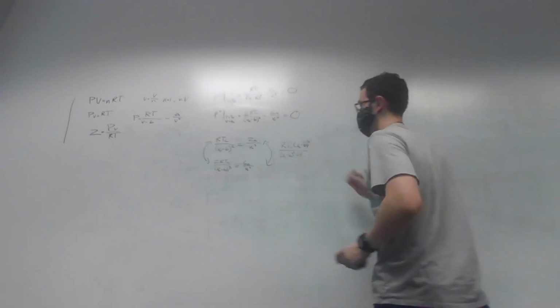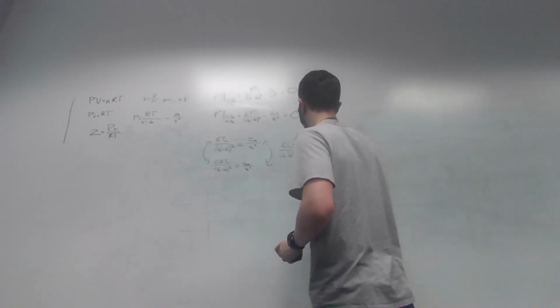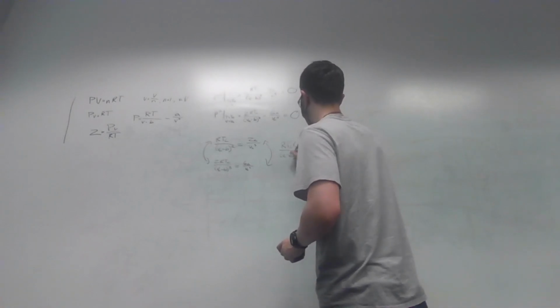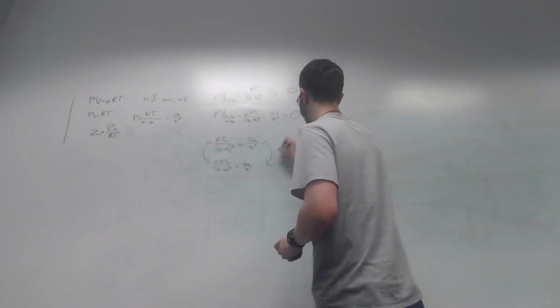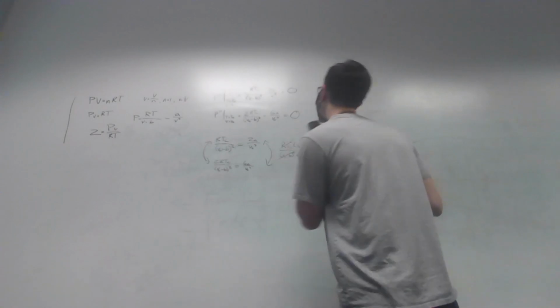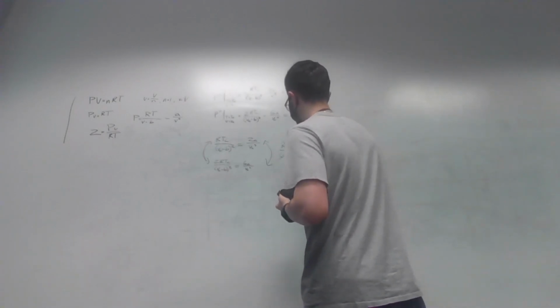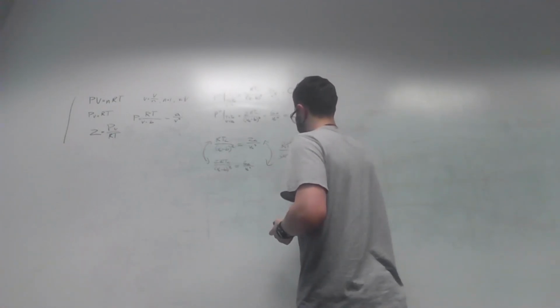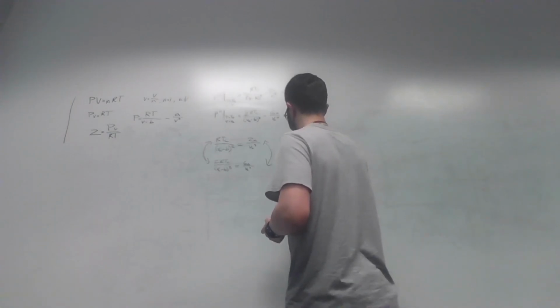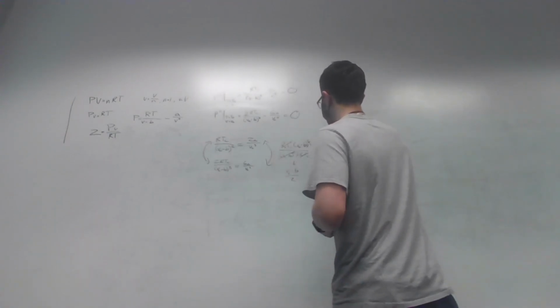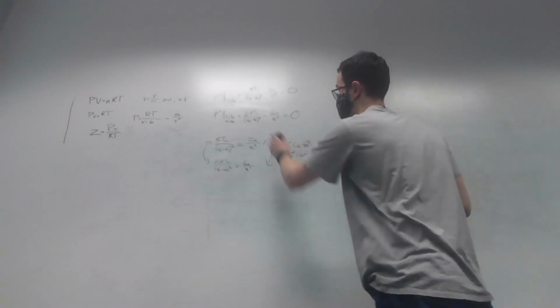Times 2 times R times the critical temperature. This cancels out entirely. These two cancel out. We're left with that. That goes down to critical volume minus B over 2 equals, and now we're going to inversely multiply these.